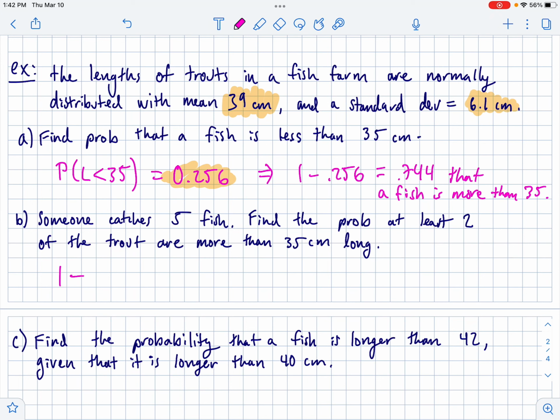Because binom CDF works from left to right, we're going to have to do 1 minus binom CDF of 5 fish. The probability that they're over 35 is 0.744. And we want to go the other way from at least 2, so that would be just going up to 1. And I believe when you crunch that out, you get 0.983. Let me confirm. Yeah, 0.983.